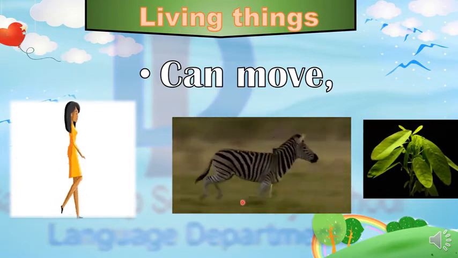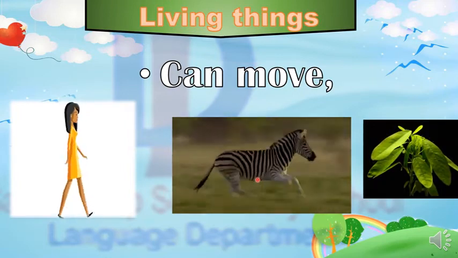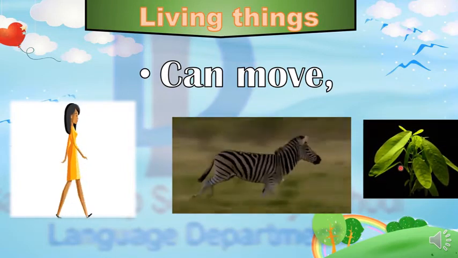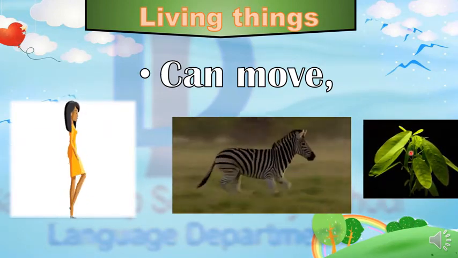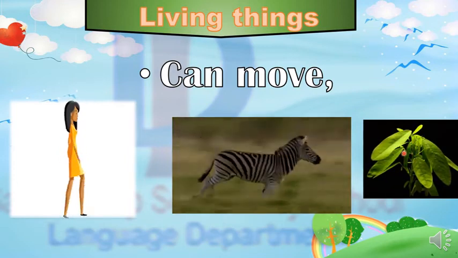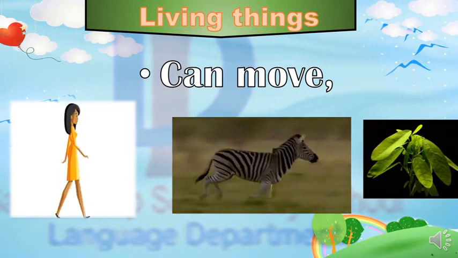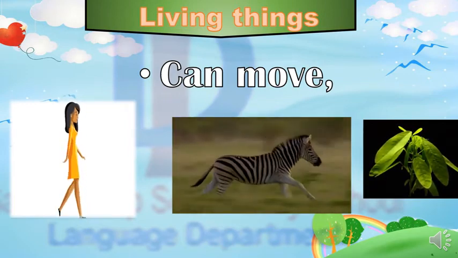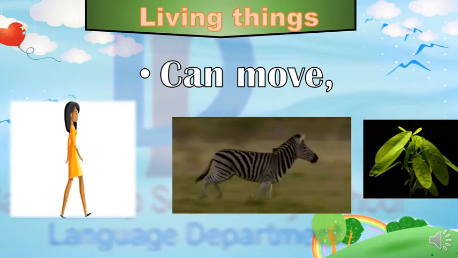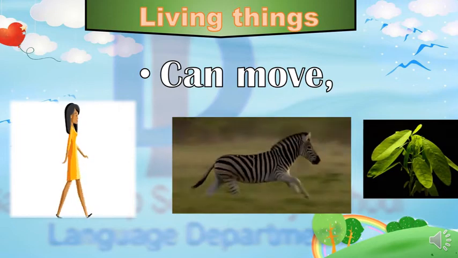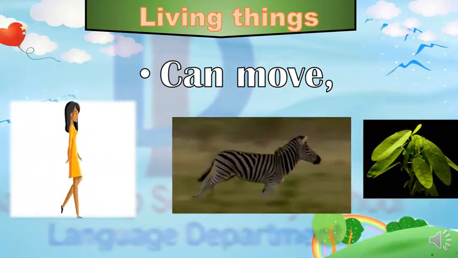Do you see this zebra? He can move. So it's a living thing. Do you see this plant? Yes, it moves. It grows. So the plant is a living thing. The plant can move. The first thing for living things is that they can move.